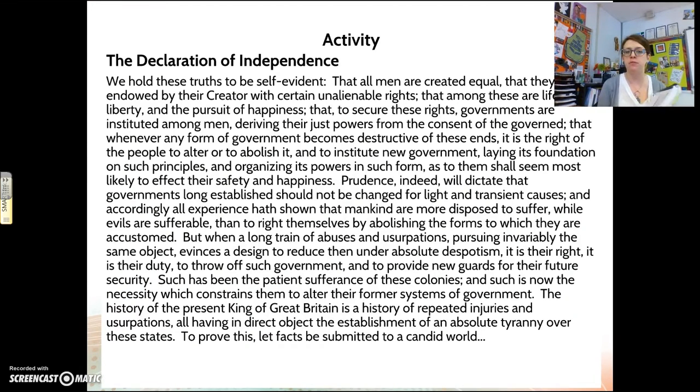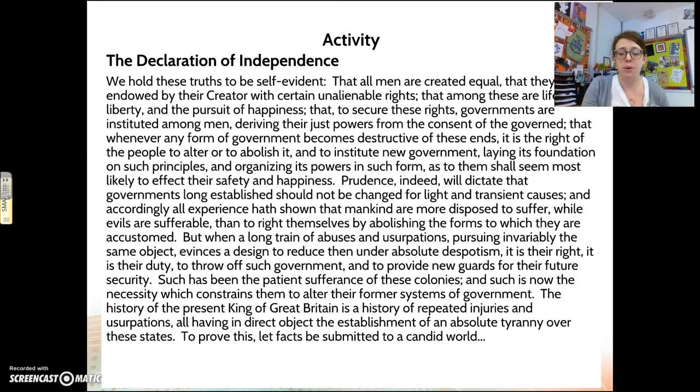I'm sure we're all pretty familiar with the Declaration of Independence. However, I just want to pull some questions from here, modeling that QAR model. Okay, so here's the Declaration of Independence. I have also created copies of this if you would like to see the copy in front of you, because I'm going to go to the next slide.